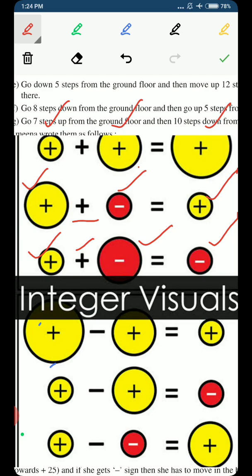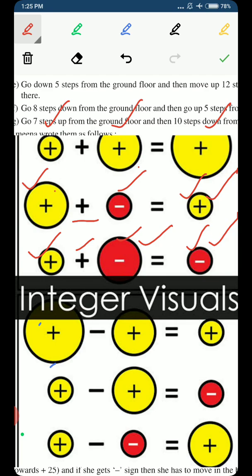Why? Because we always use the symbol in the answer of whichever number is of bigger value when we are adding or subtracting two numbers. Here the positive number was of bigger value, that's why the answer had a positive sign. Here the negative number is of bigger value, that's why the answer has a negative sign. So whatever number is bigger in the case of two integers, we take the symbol of the bigger integer.